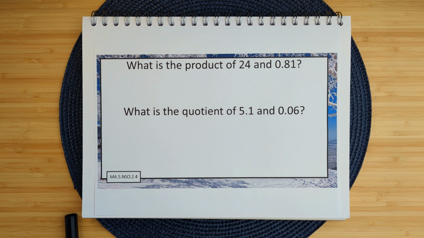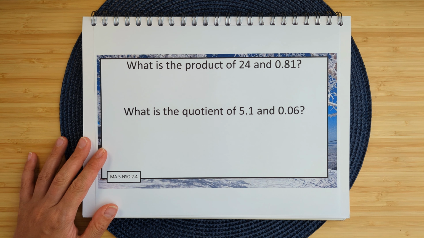Question number 9. What is the product of 24 and 81 hundredths? What is the quotient of 5 and 1/10 and 6 hundredths? All right, what is the product of 24 and 81 hundredths?